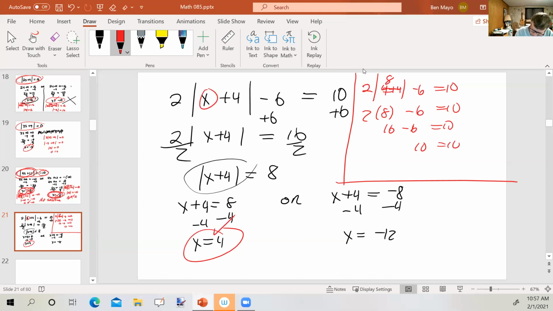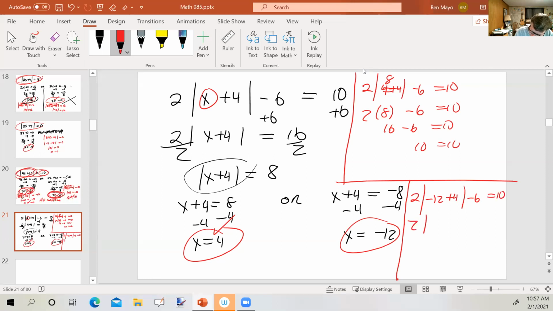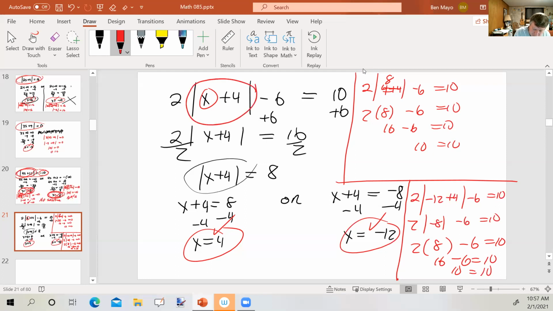Okay. Let's see if I can cram that second one in here. If x is negative 12, I get 2 times the absolute value of negative 12 plus 4, close it up, minus 6 equals 10. 2 times the absolute value of negative 8 minus 6 equals 10. 2 times, but the absolute value of negative 8 is 8, minus 6 equals 10. 16 minus 6, 10 equals 10. And they both work. But again, you've got to isolate this absolute value before you split it up into the two possible equations. Any questions there?